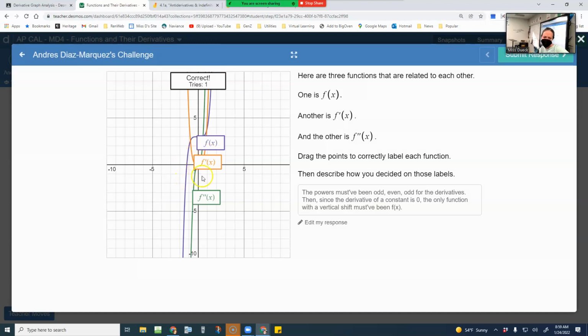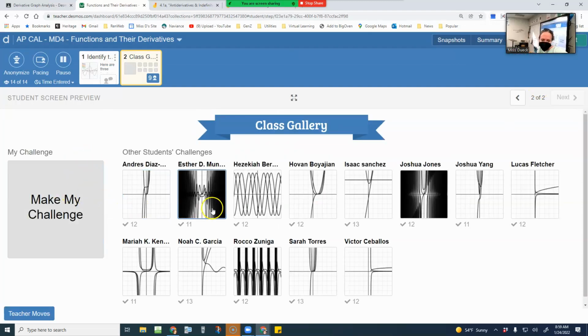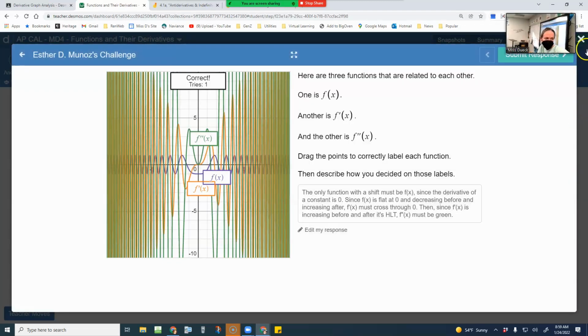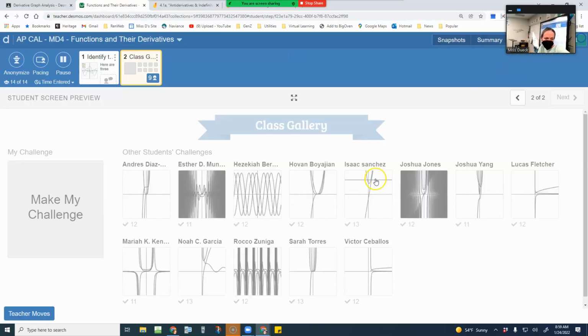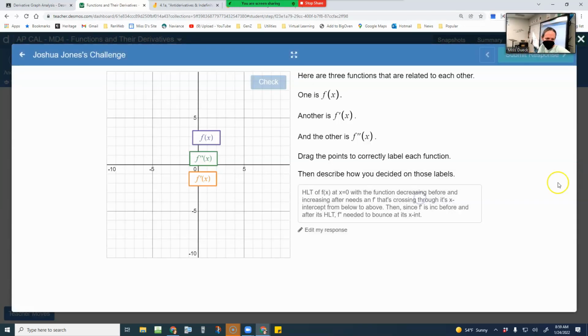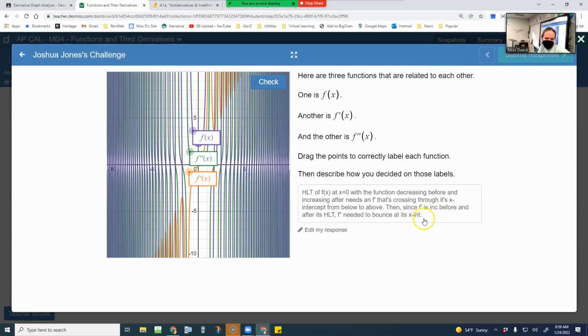Maybe. Because increasing to increasing. Where's the one that I mentioned bouncing? A lot of you guys, you just had to approximate the slopes. Oh, it was Josh Jones. Oh, but you can't see it though.